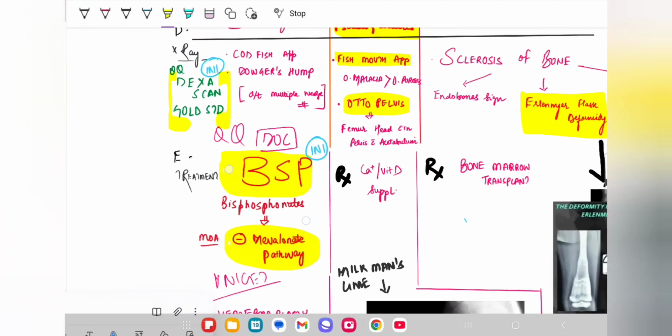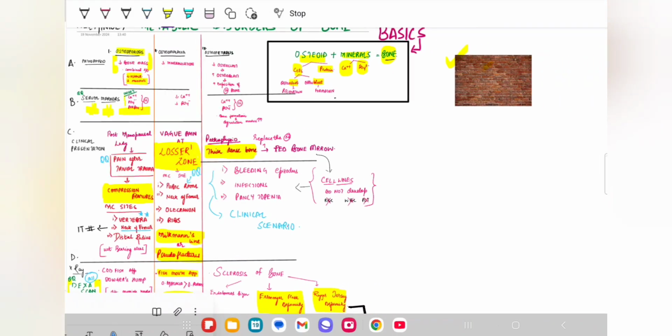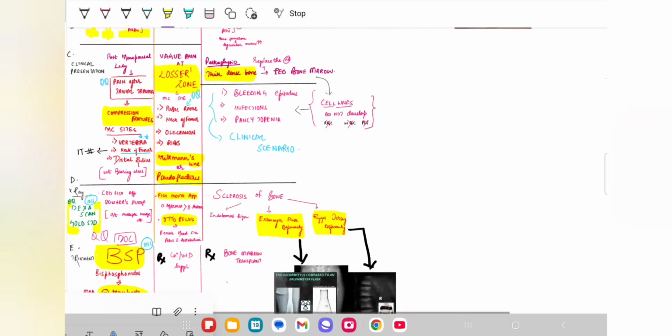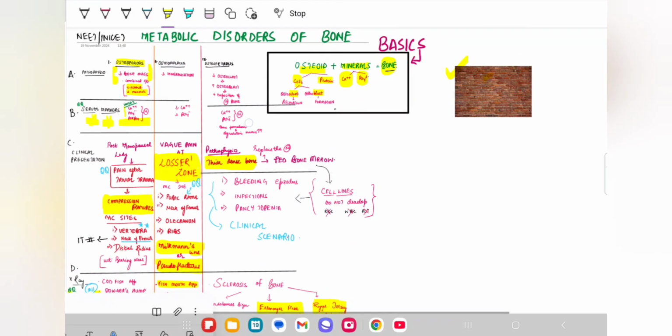So we have studied 5 important MCQs of osteoporosis. Decrease in bone mass; calcium, phosphate, alkaline phosphatase are normal. These are compression fractures. Decrease in bone mass is detected by DEXA scan. T-score less than minus 2.5 is diagnostic of osteoporosis, and the drug of choice is bisphosphonates. You have to remember these 5 points. You will not miss a question on osteoporosis.